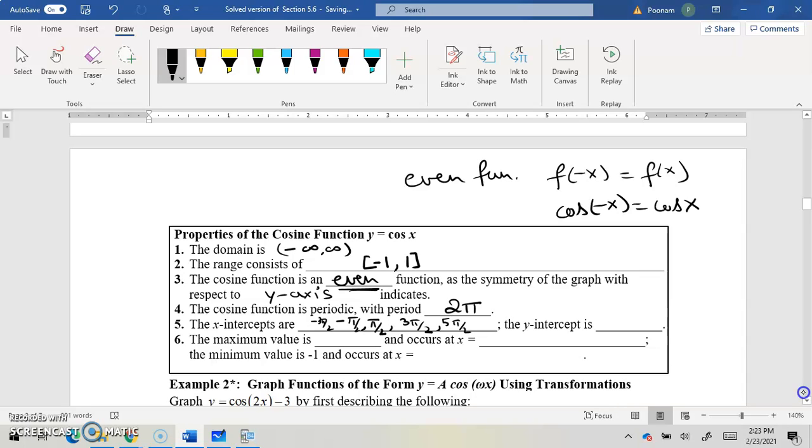The graph meets the y-axis only at one point, right? Where is the y-intercept? Where x is 0, the y value is 1. So the y-intercept is at the point (0, 1), where x is equal to 0.